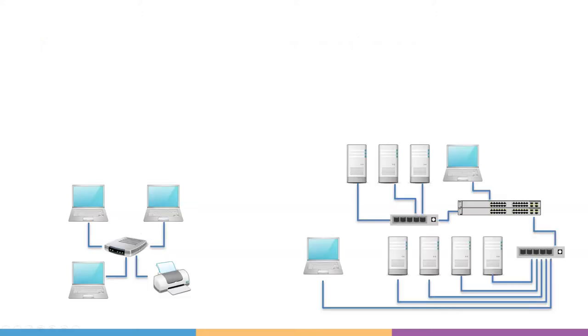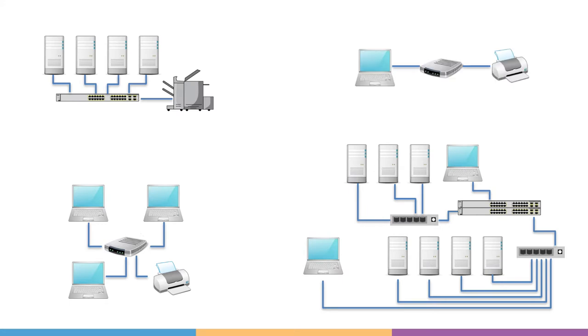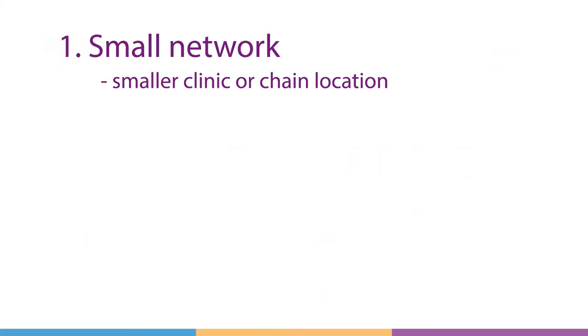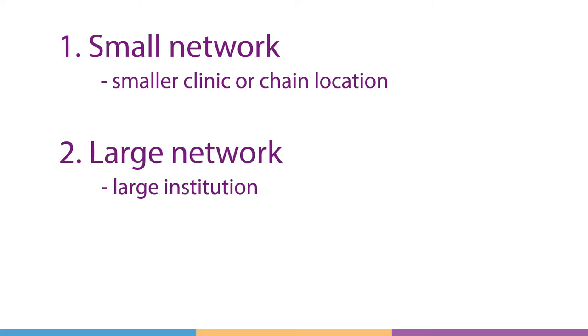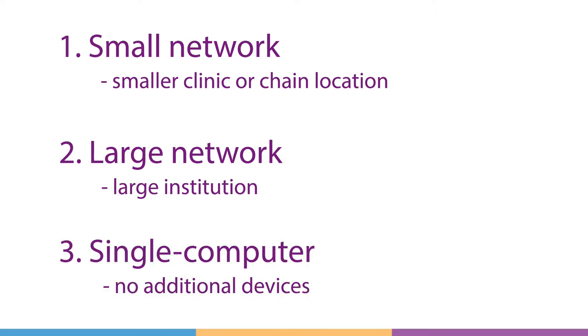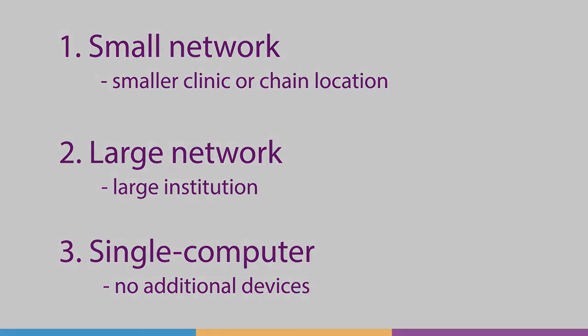While there are lots of variations on a network, today we'll look at three example network setups. 1. A small network, for example, in a smaller clinic or chain location. 2. A large network, like you would find in a hospital or educational institution. And 3. A single computer connection where no other devices are involved.